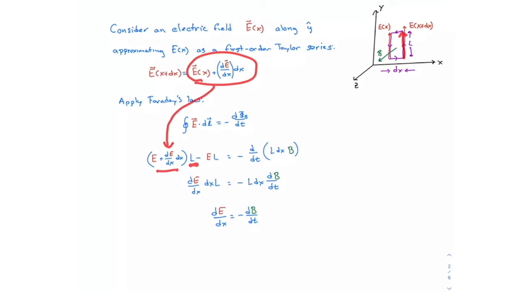So E dot dl is just this product for the right-hand side of the loop. It's 0 on the top because my electric field points up and my dl points to the left. And then on the left side, my dl points downwards, but my electric field points upwards, so I get a negative dot product that has a magnitude of E times L. So this becomes the left side of Faraday's law, and I can recognize that this EL minus this EL are going to cancel and only leave me this term.